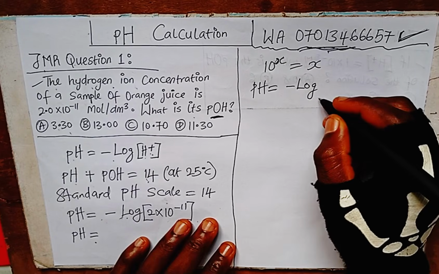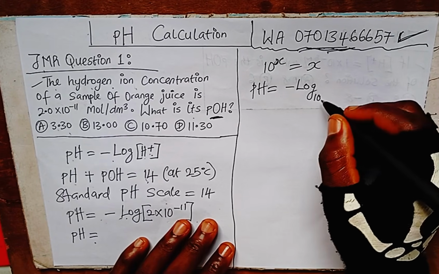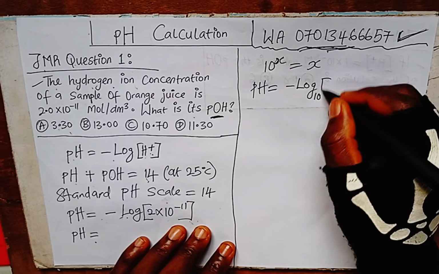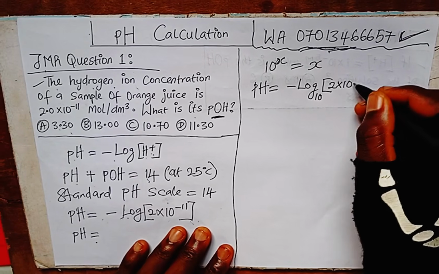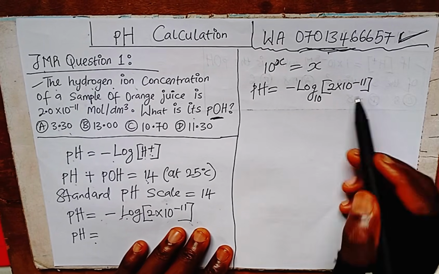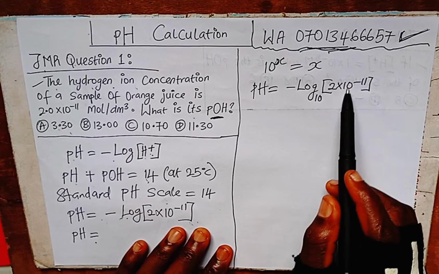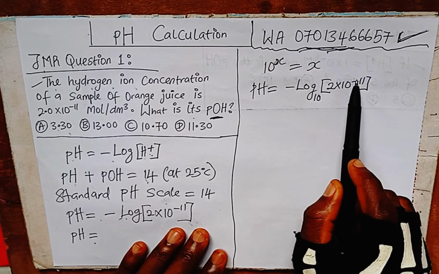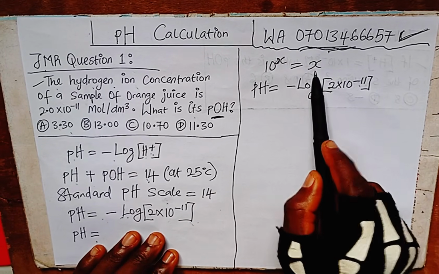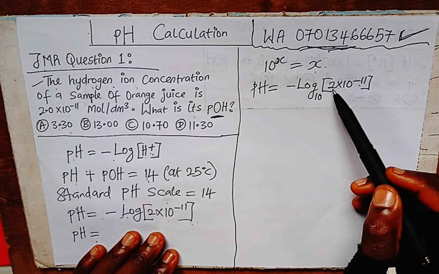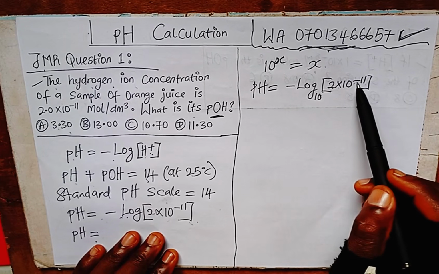Remember that any log carries base 10. There must be base 10, even if it is not written. So if we follow this law, 10 raised to power x gives us x. These two will separate, and then it will be raised to power minus 11.